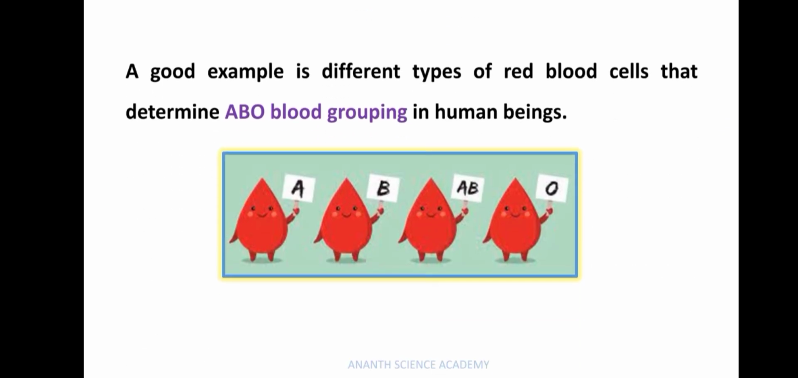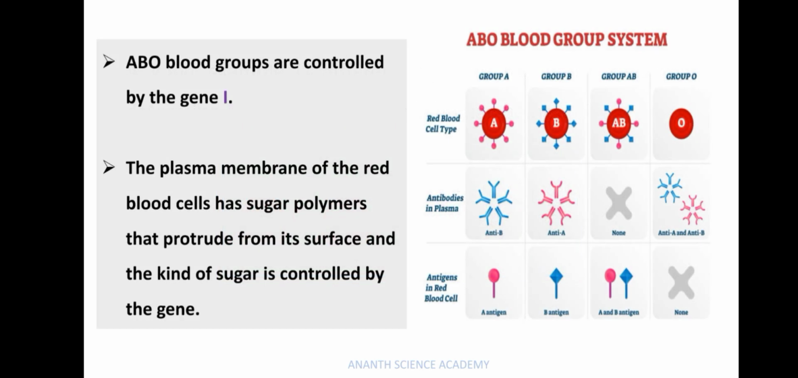A good example of codominance is different types of red blood cells that determine ABO blood grouping in human beings. ABO blood groups are controlled by the gene I. The plasma membrane of the red blood cells has sugar polymers. These sugar polymers we call as antigens. They protrude from the surface of the RBC and the kind of sugar is controlled by the gene I.